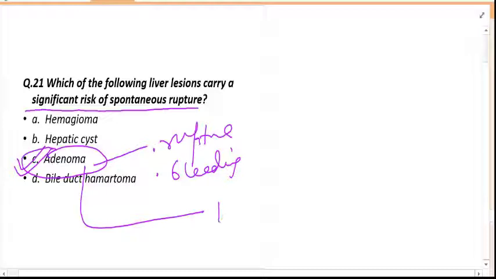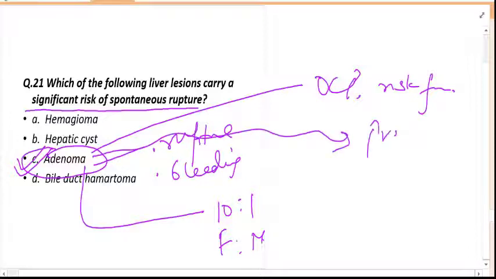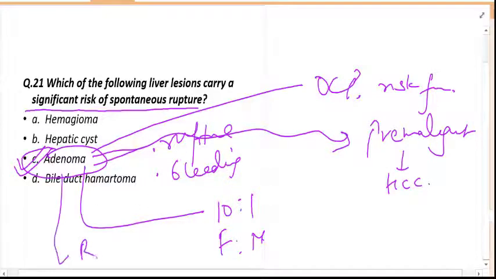This is, we can say, 10 times more common in females as compared to males. OCP intake is a significant risk factor. And an important part about adenoma is that it is pre-malignant. This can lead to hepatocellular carcinoma. That's why in case of adenoma, most of these require surgical excision.